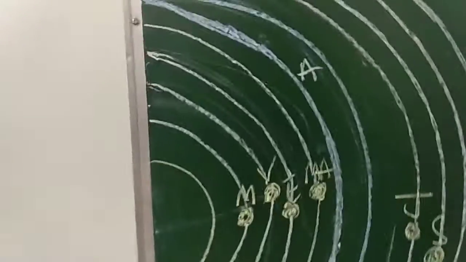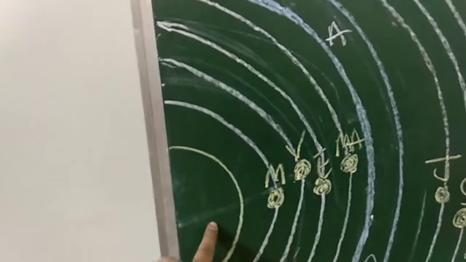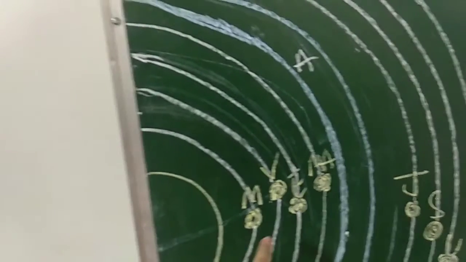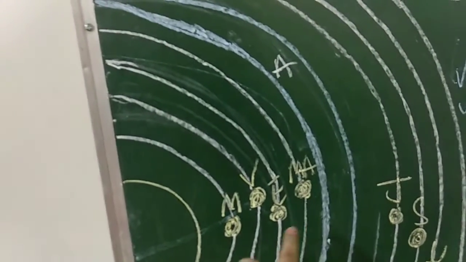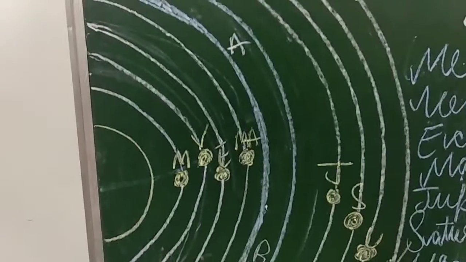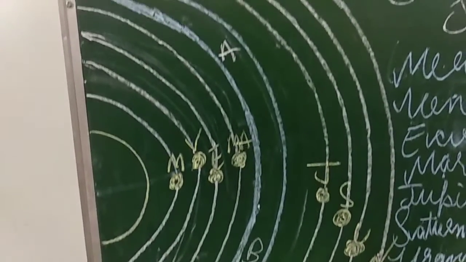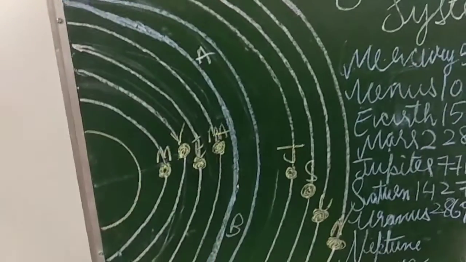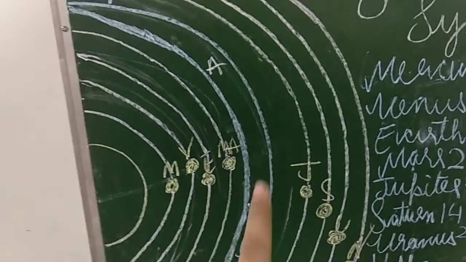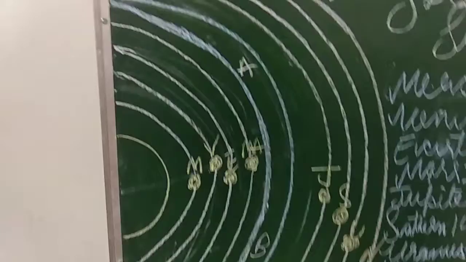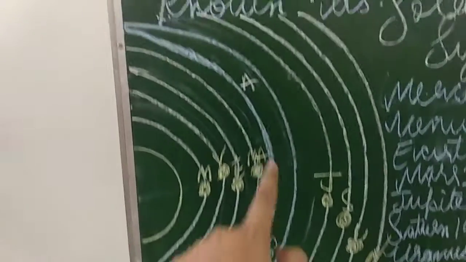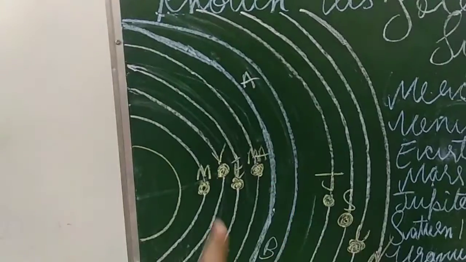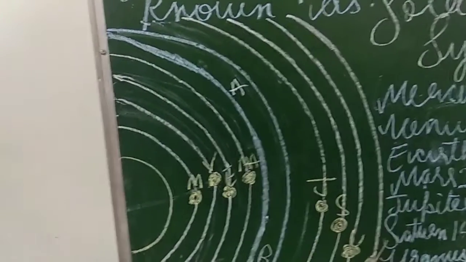So this is the Sun. Then this is Mercury, Venus, Earth, Mars, and then between the orbit of Mars and Jupiter falls an asteroid belt. This is the asteroid belt which falls between the orbit of Mars and Jupiter.